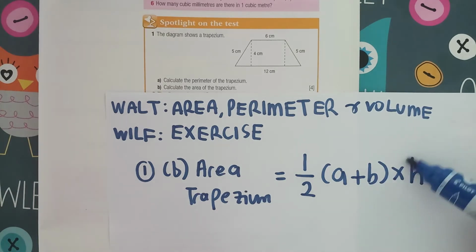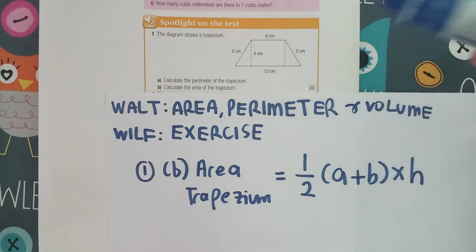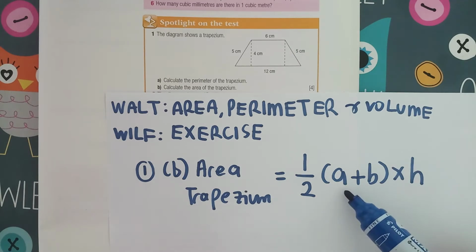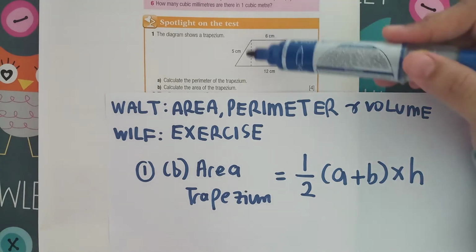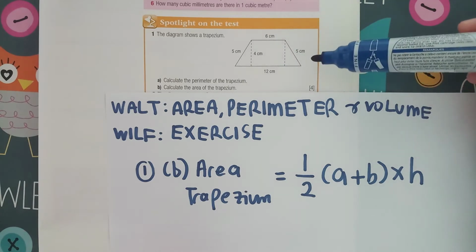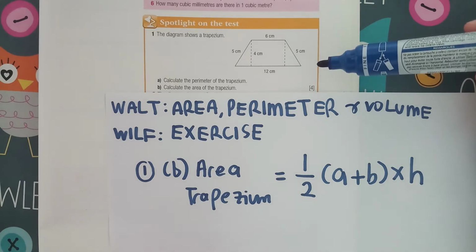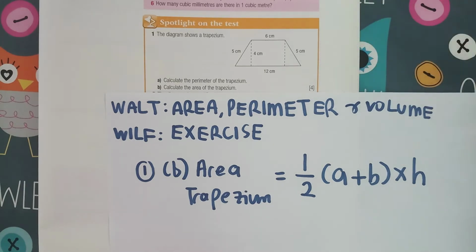H is the height. Height must be perpendicular. So which one is the height? You need to identify which one is the height, and then which one is A, which one is B according to the diagram here. Choose wisely which one is A and which one is B. We are done with this, so you should be able to do it. If you are confused about which one is A, which one is B, or which one is H, you can simply text me. You can recheck your work with me. I hope everybody can do number 1 now.